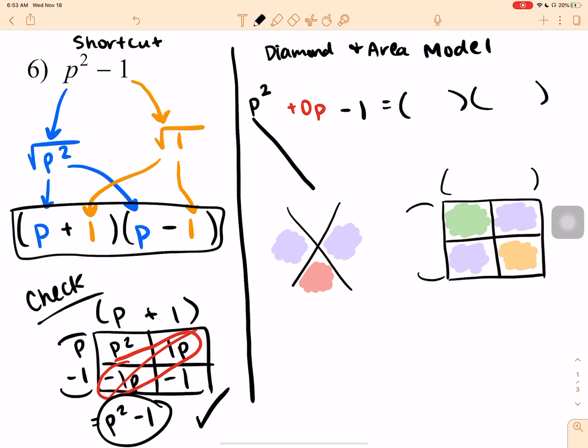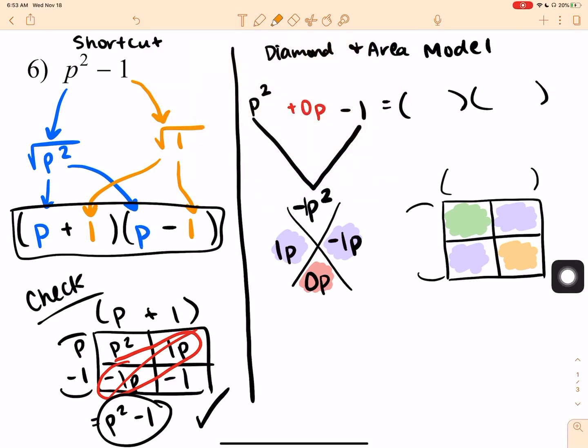P squared times negative 1 is negative P squared. The 0P goes on the bottom. So here I have, this is a negative 1 here, okay? So I have to see, okay, well, 1 times 1 is 1, so 1P times negative 1 is negative 1P, and 1P minus 1P is 0P, okay? So here I'm going to go and color code again for my area model. So I have P squared, negative 1, 1P, and negative 1P.